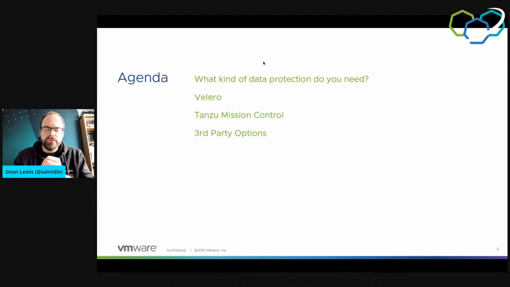So we're going to look at four main areas today. What kind of data protection do we need in the cloud native world? And then we're actually just going to dig into those options straight away. We're going to look at an open source offering from VMware called Velero. We're going to look at an enterprise solution from ourselves, which is Tanzu Mission Control. And we're going to look at a couple of those third-party options that are out there as well for data protection.